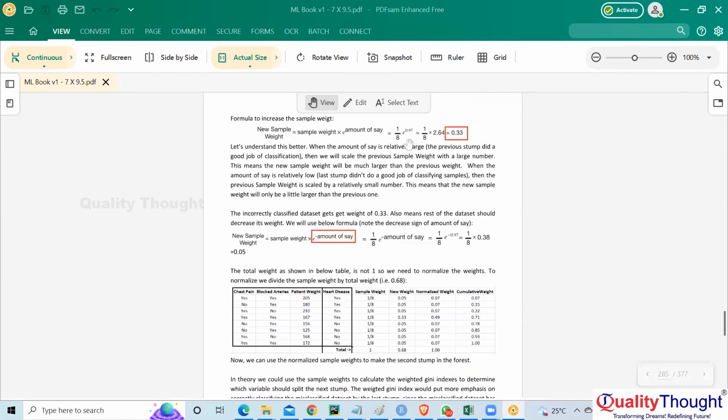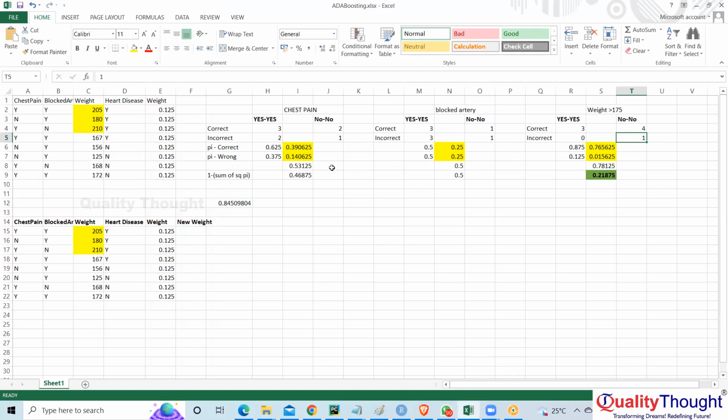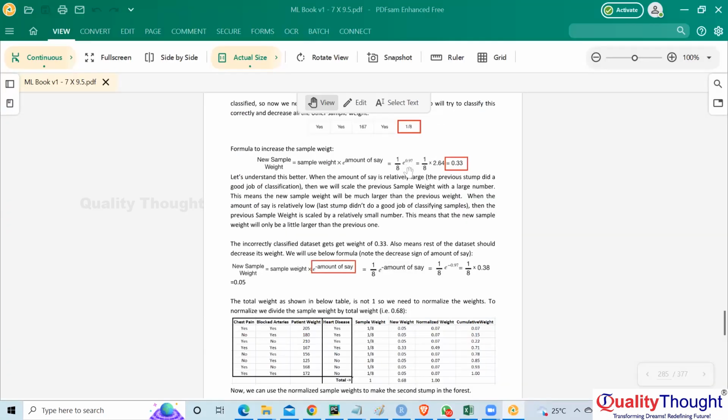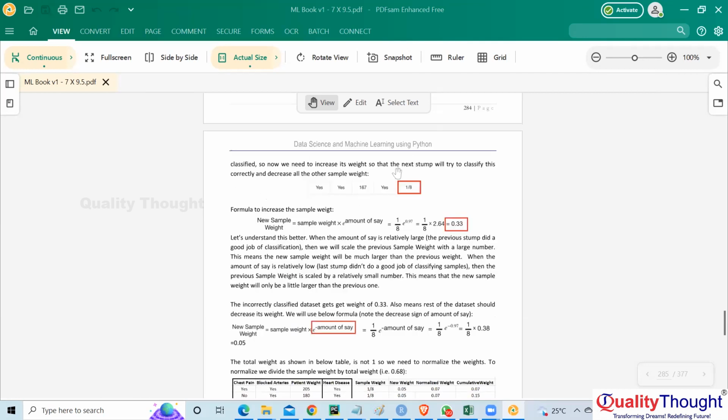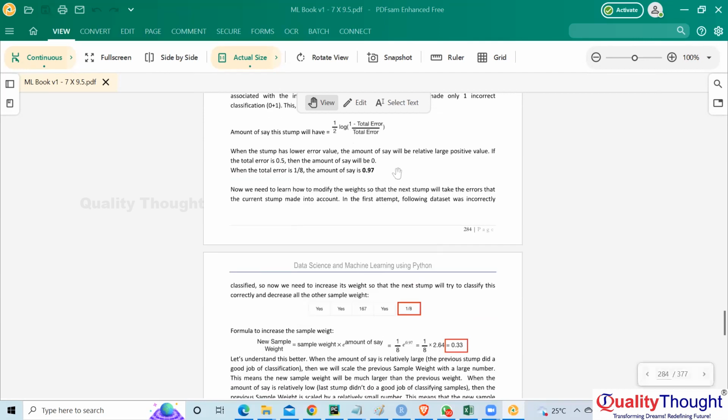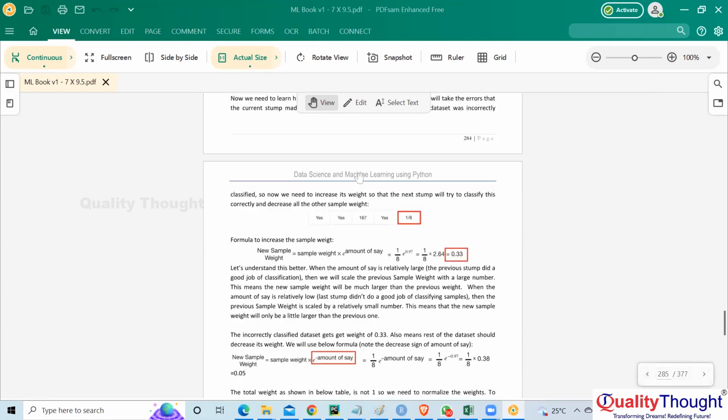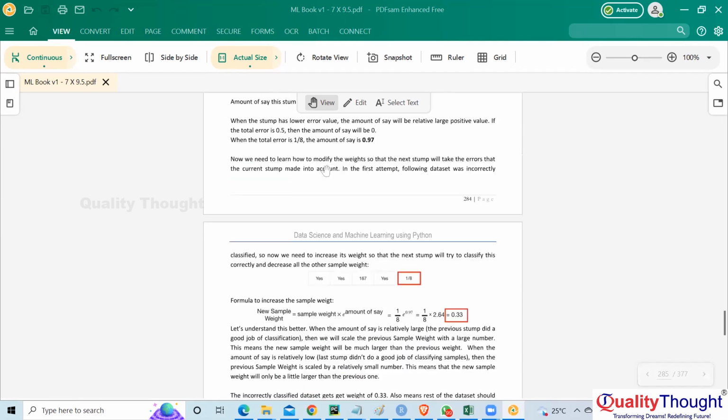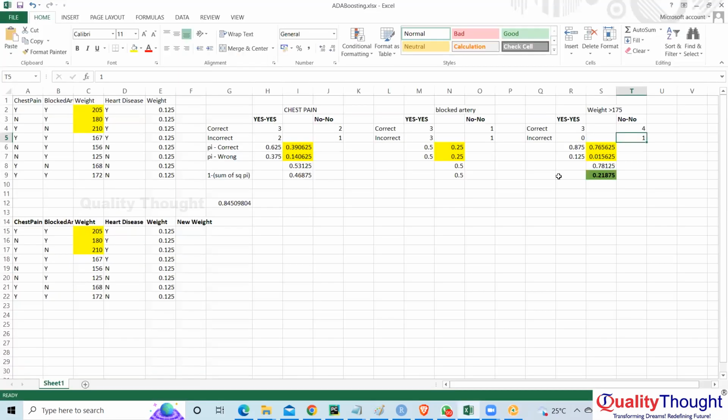Okay. So this is 1 by 8 into e power 0.97 and e power minus 97. This one I forgot what I did then. Total number is 1/8, amount of say is 0.97. So see, because Gini index is weight, we have taken weight and heart disease. Okay, so this we know so far.